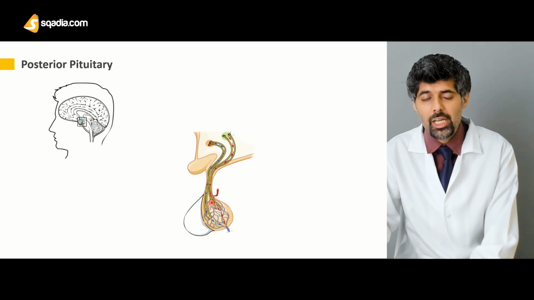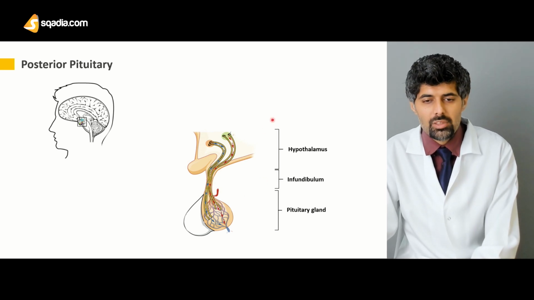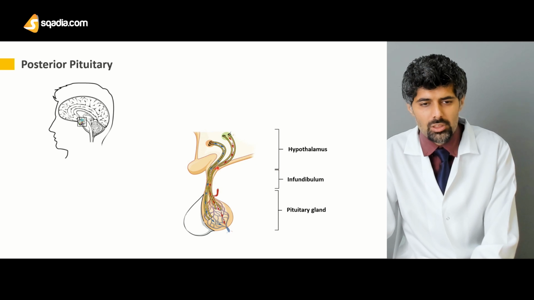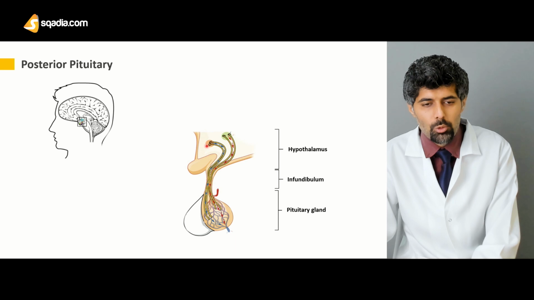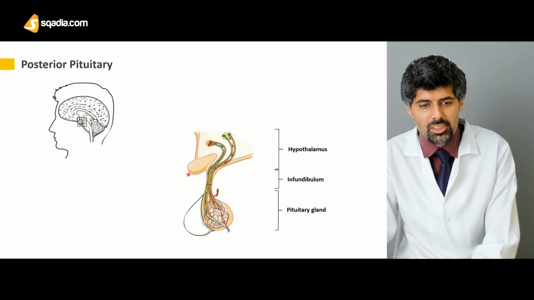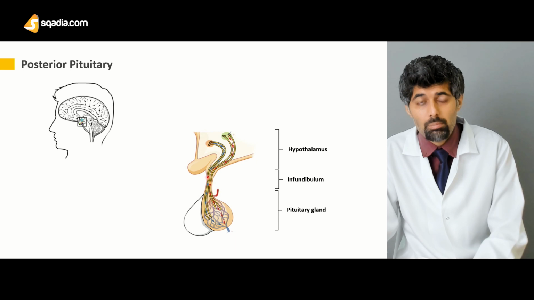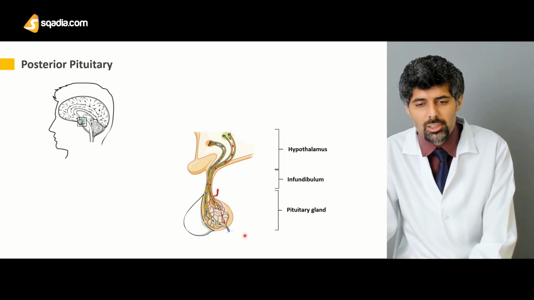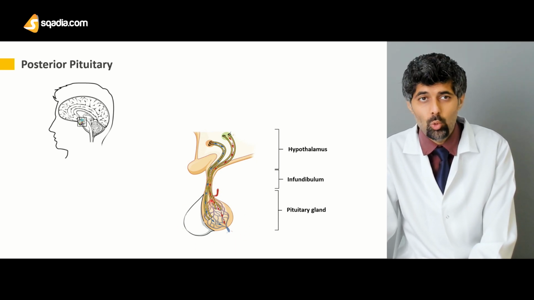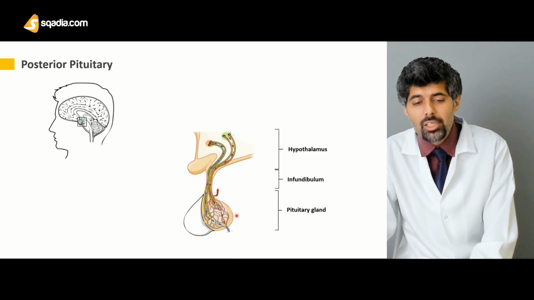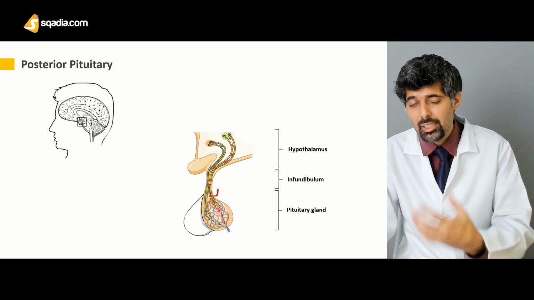Now, in order to name these, this is the hypothalamus. So this area is the hypothalamus with its nuclei, with the optic chiasma and the third ventricular area. This is the infundibulum or the stalk of the pituitary gland, and this is the pituitary gland as a whole, where only the posterior lobe of the pituitary gland is shown.